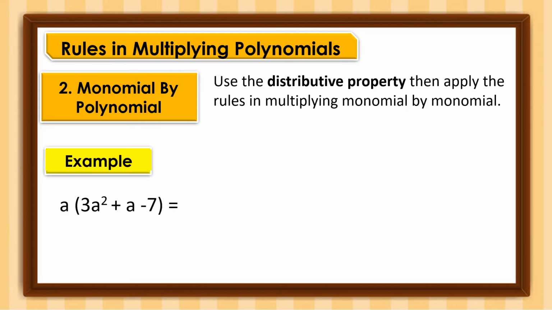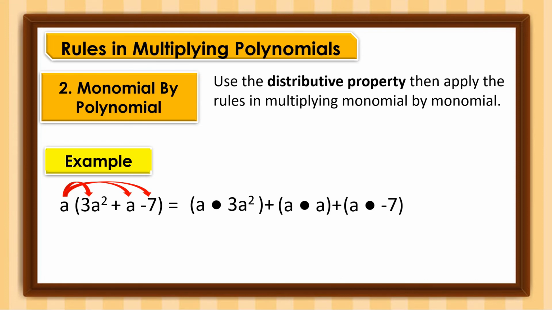So example, a times the quantity 3a squared plus a minus 7. Let us apply the distributive property. a times 3a squared, so put it there, plus, next we will distribute a to the second term, which is a. So a times a, plus, let us now distribute a to the last term, which is negative 7, a times negative 7.